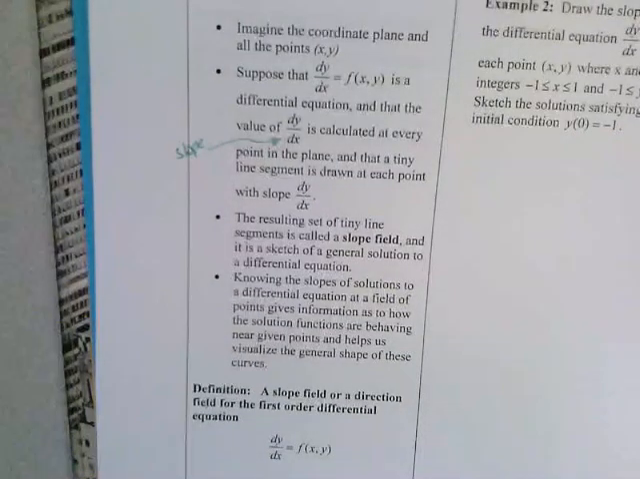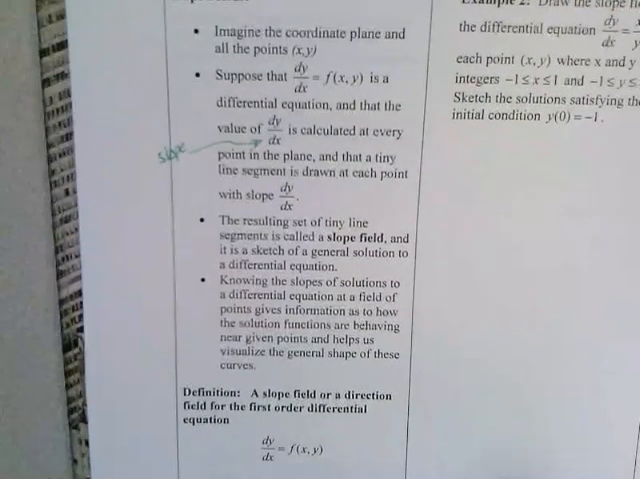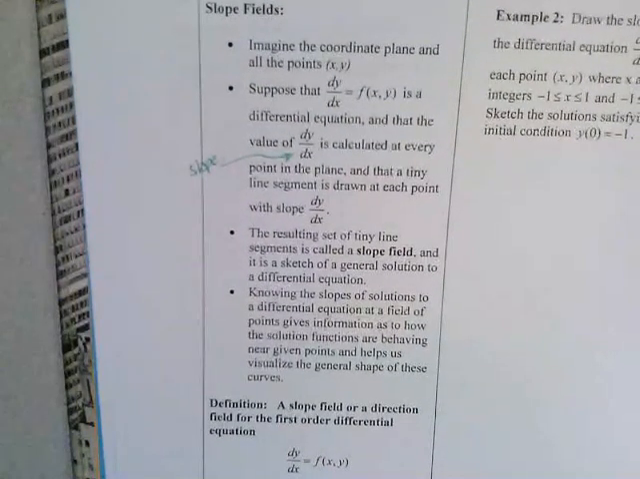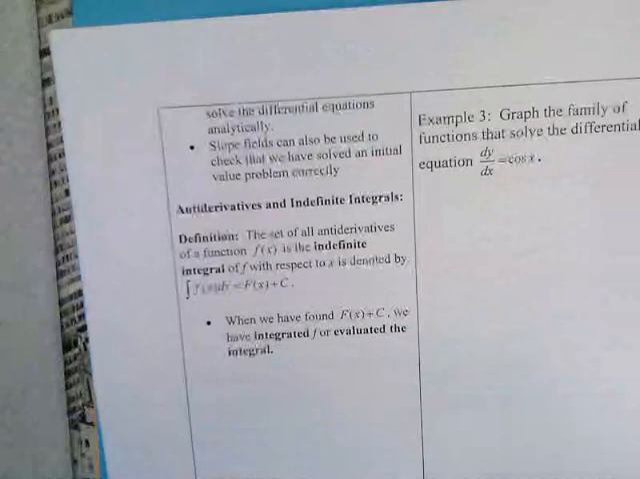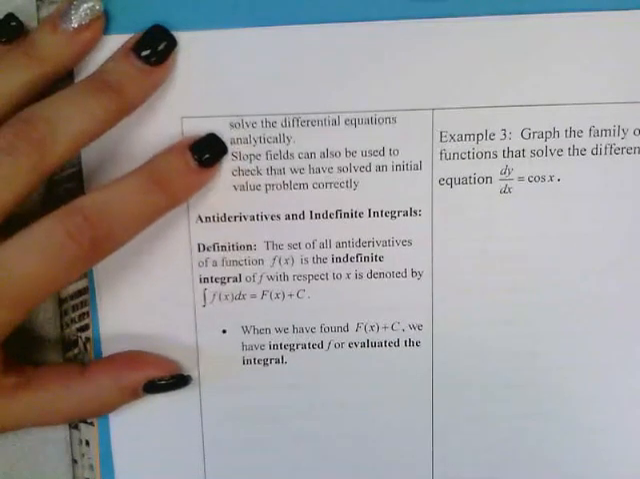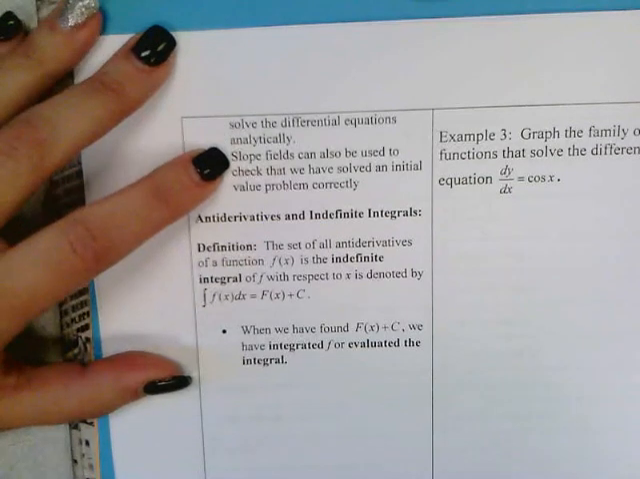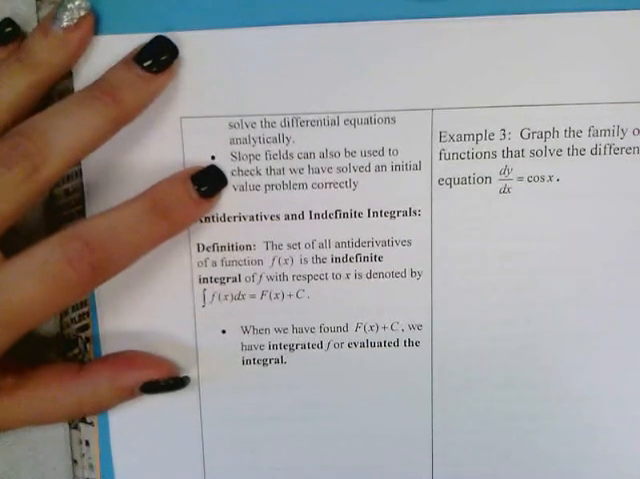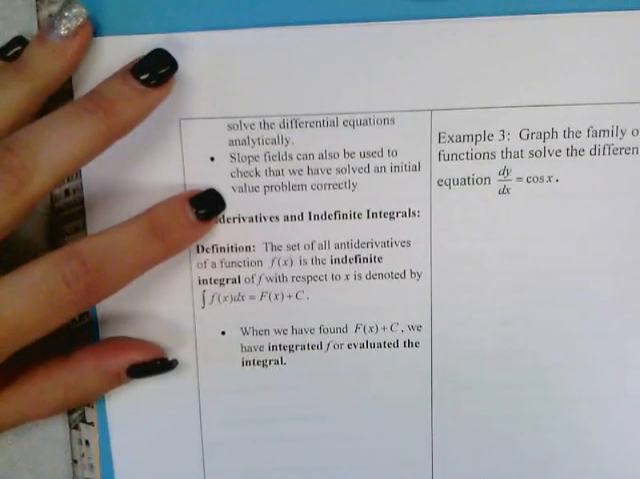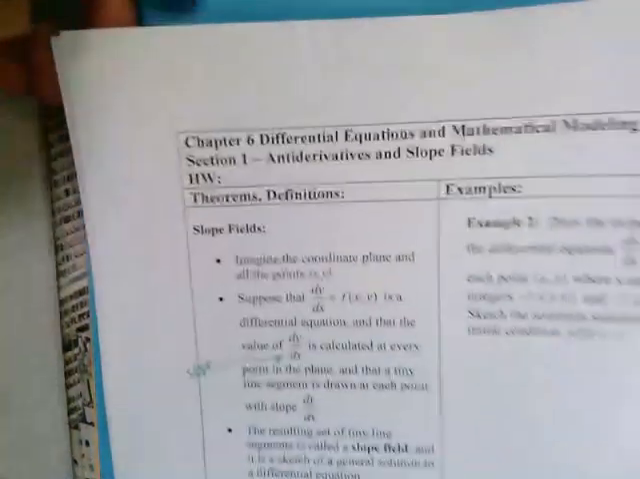This is a plot of short line segments with slopes. Slope fields allow us to graph solutions and curves without having to solve differential equations analytically, which is what we just did in the previous example. And slope fields can also be used to check that we have solved an initial value problem, like what we just did in the previous example, correctly.